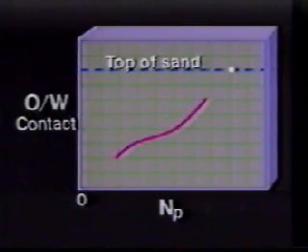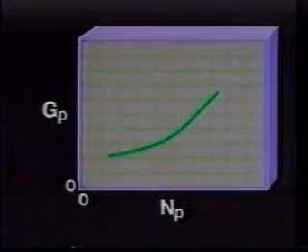In bottom water drive fields, we might plot the location of the oil-water contact in the formation against cumulative production. When the contact reaches the top of the sand, we know that we have recovered the crude reserves for this well. In a similar manner, we might plot G sub P, the cumulative gas produced, versus the cumulative oil produced. This plot is particularly useful in cases where we know the expected total of gas to be produced. This is used as the abandonment point for the well.